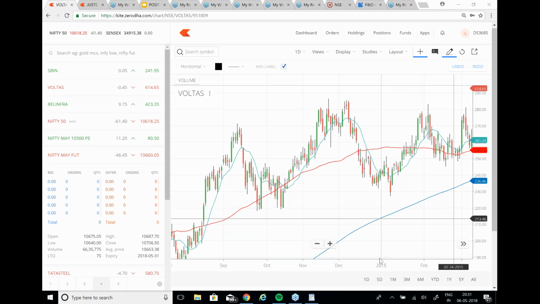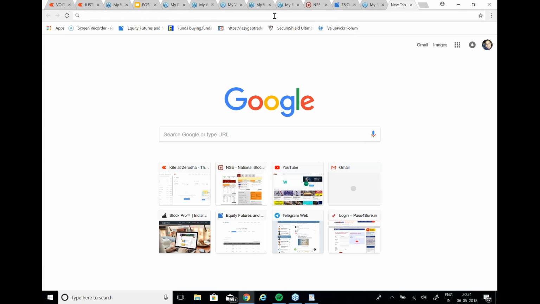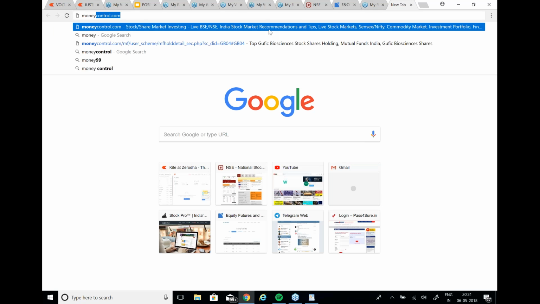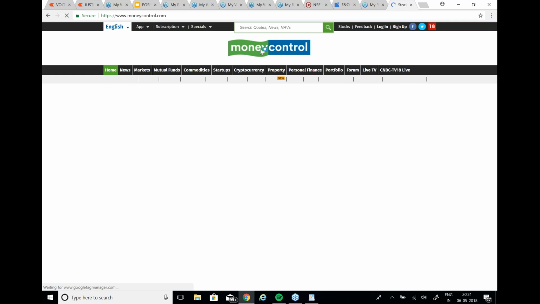What are those websites which can help us in finding out the double tops and double bottoms, triple tops and triple bottoms? We will figure that out. So there are many of them. One of them is Moneycontrol, right? Moneycontrol also gives you the stocks which have formed the double bottom or the double top.